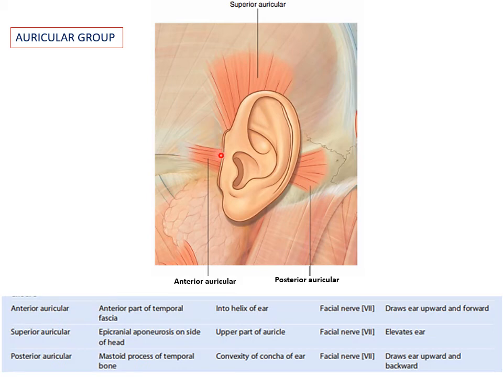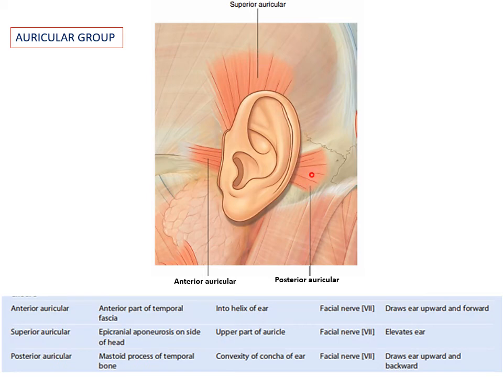The function of the anterior auricular muscle is that it draws the ear upward and forward, and it is supplied by the facial nerve. The other muscle is the superior auricular muscle. The superior auricular muscle arises from the epicranial aponeurosis and is inserted into the upper part of the auricle. This superior auricular muscle is supplied by the facial nerve, and its function is that it elevates the ear.